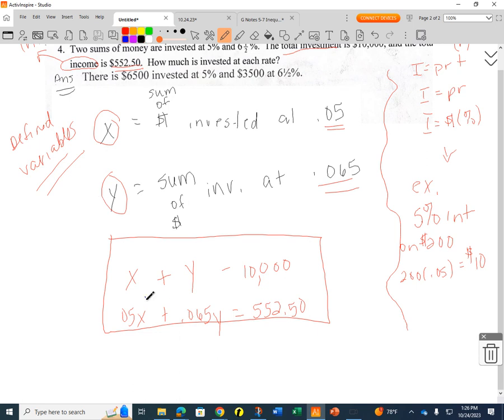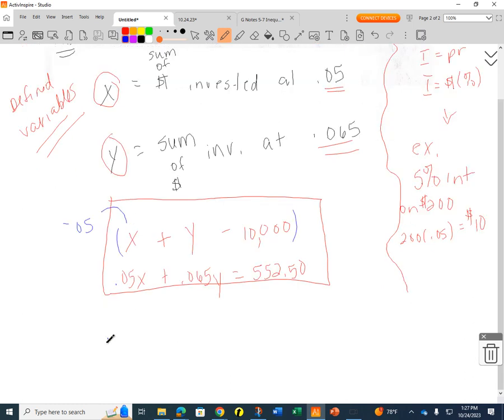What we're going to do is use this strategy where we'll multiply this equation by either negative 0.05 or negative 0.065, because then when we add them together, we would have 0. So I'm going to multiply this one by negative 0.05. So when I do that, my new equation is negative 0.05x plus negative 0.05y. I know you guys lots of times like to put the 0 before the decimal, and you can do that. It doesn't change the value of it.